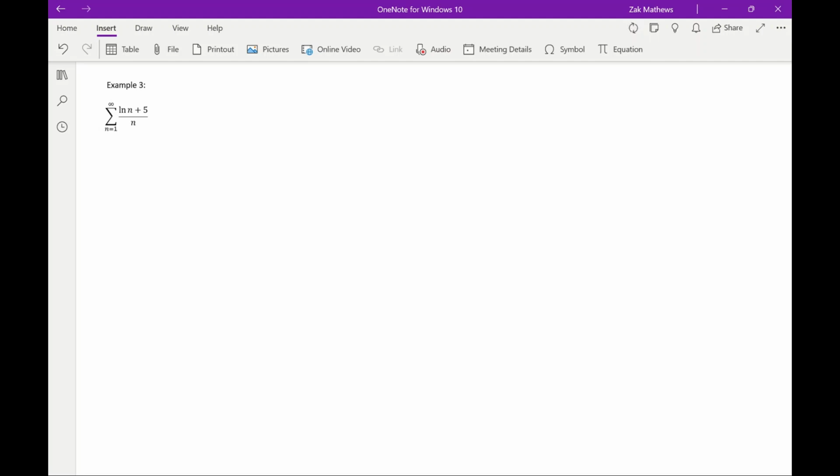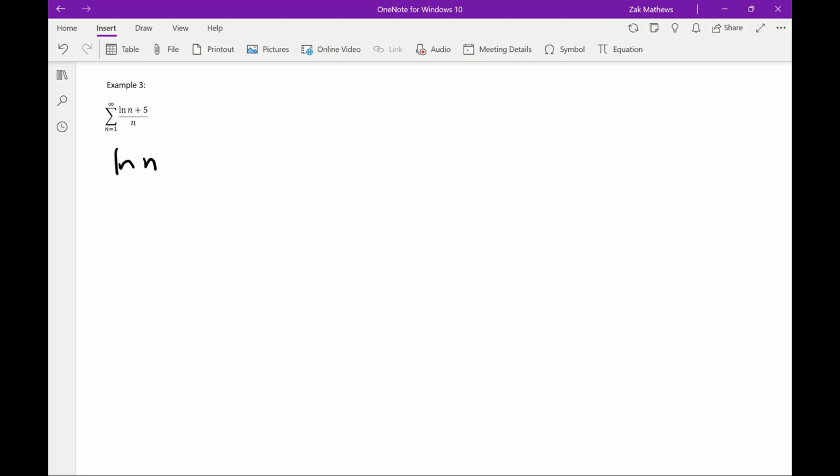Just like with number 1, it would be much harder to use the direct comparison test here because adding natural log of n to 5 is going to be a bigger number. So actually I take that back. It wouldn't be all that hard to use the direct comparison test here, but let's apply the limit comparison test.